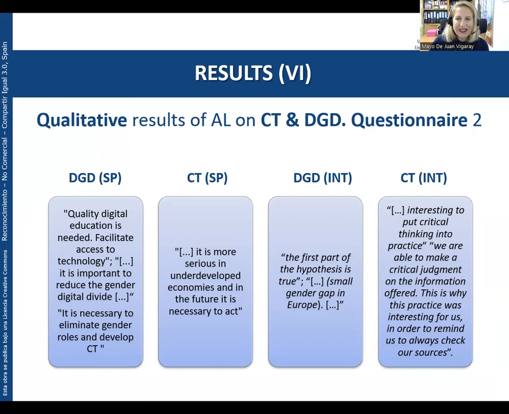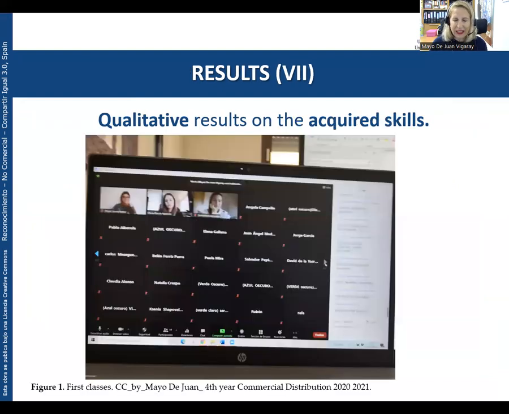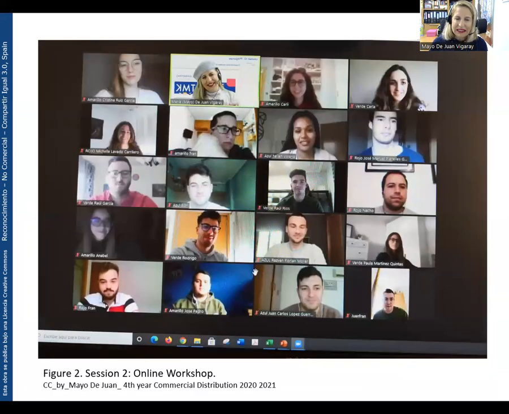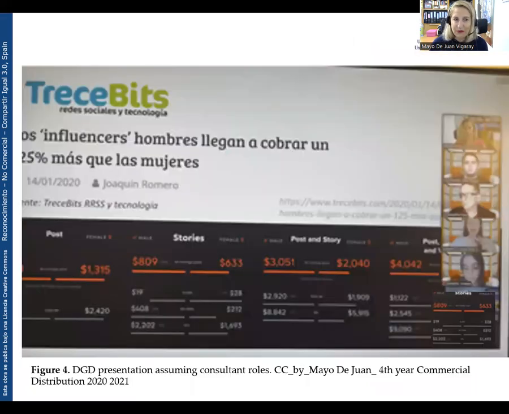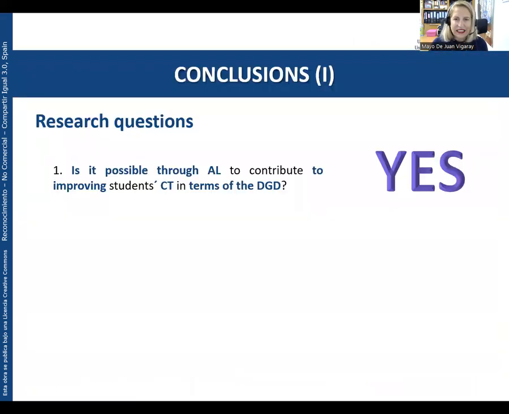Spanish students say quality digital education is needed, to facilitate access to technology, and it is necessary to eliminate gender roles and develop critical thinking. At first, they just didn't even want to show up. Next, they just appear and they dress well. And afterwards, they were even deciding the background as consultants and presenting as consultants. In general, it can be concluded that most of them have not done similar activities.